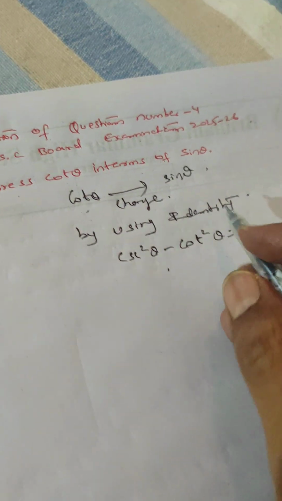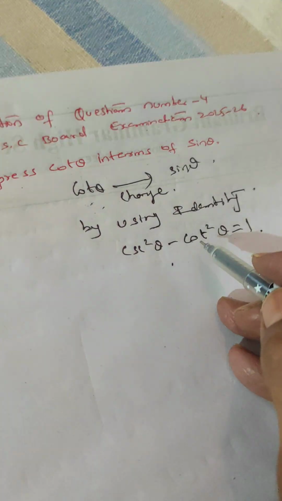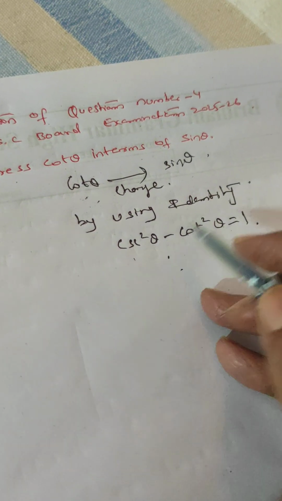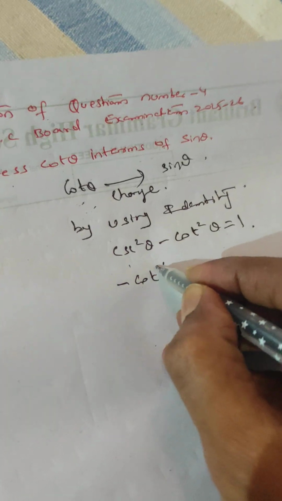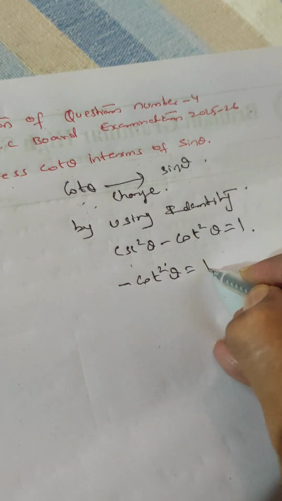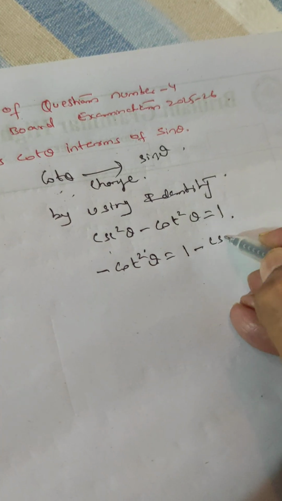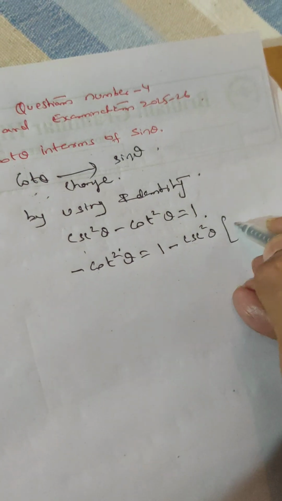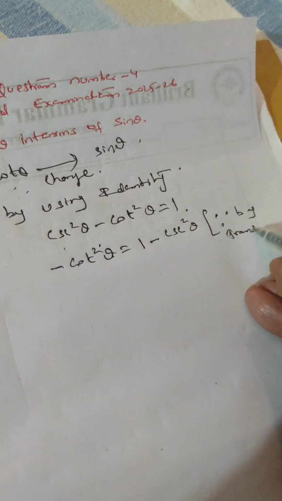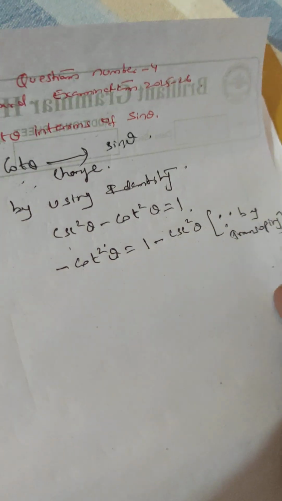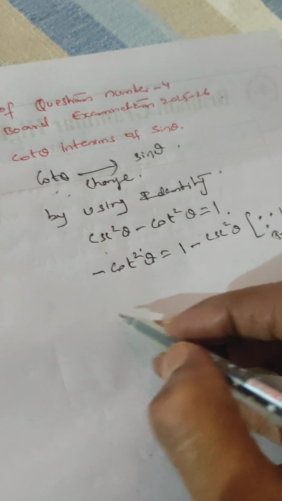As I am changing cot theta in terms of sin theta, keep cot theta at the left hand side and send cosec square theta to the right hand side. So minus cot square theta equals 1, and as plus cosec square theta is transposed to that side, it becomes minus cosec square theta. I don't want this minus also, so let me transpose this minus as well.